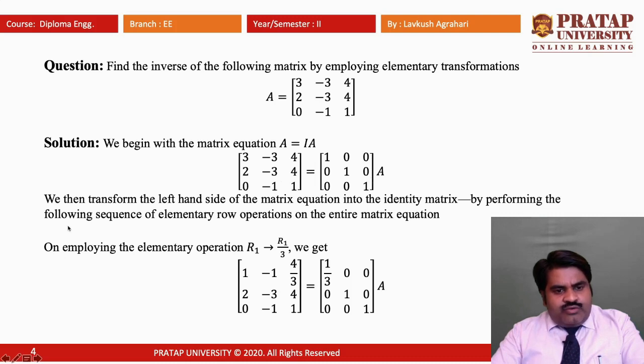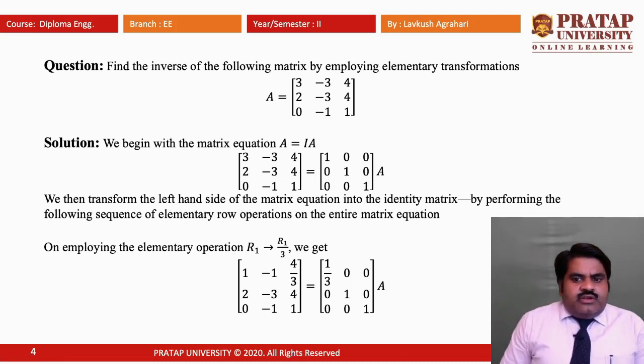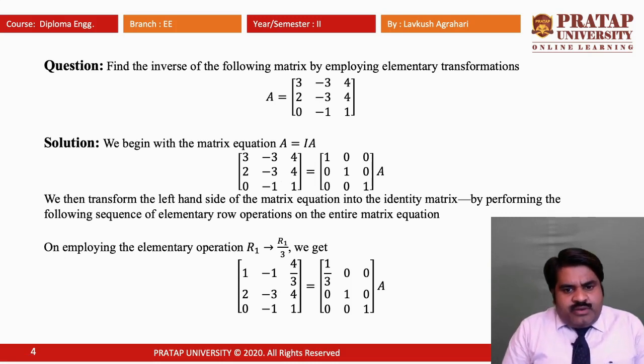Now we have to transform the left hand side of the matrix into the identity matrix by performing a sequence of elementary row operations. The same operation will also be reflected on the right hand side of the matrix equation, and finally if the left hand side of the matrix equation is reduced to the identity matrix, at that step the right hand side matrix will be called the inverse of matrix A.